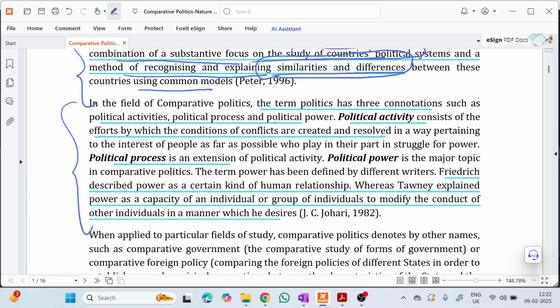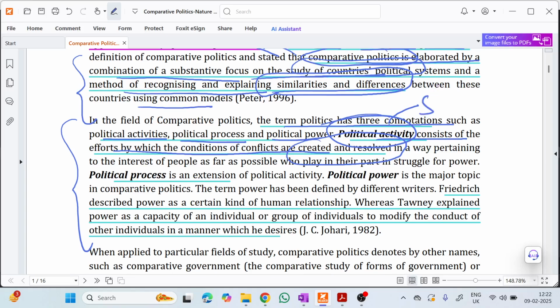Then, in the field of comparative politics, the term politics has three connotations. The first one is political activity, then political process, and political power. Political activity consists of efforts by which conditions of conflict are created and resolved. Political activity itself is both the source and solution for any conflict. Source and solution.